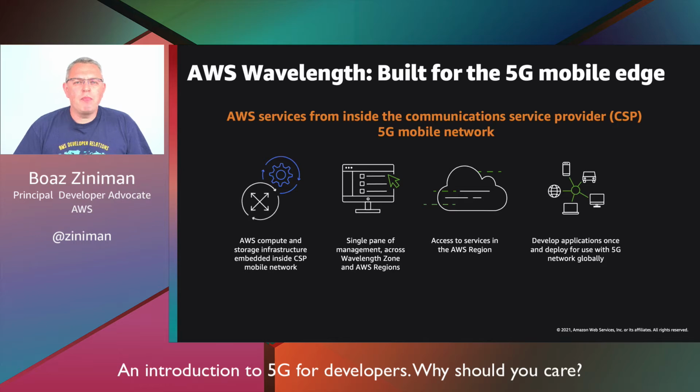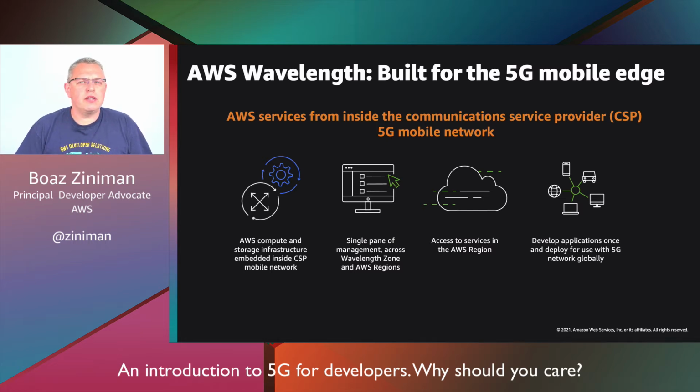Wavelength Zones are managed and monitored by AWS and connected over a high bandwidth link to the AWS region. Applications in Wavelength Zones can use the core services such as EC2, EBS, ECS, and EKS, so you already know these services and you can use them inside Wavelength.